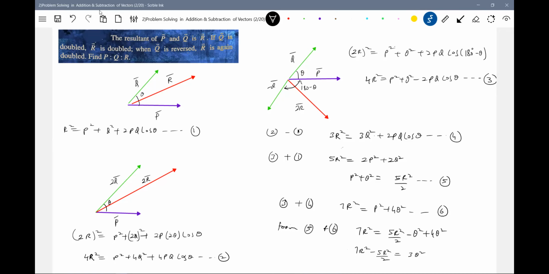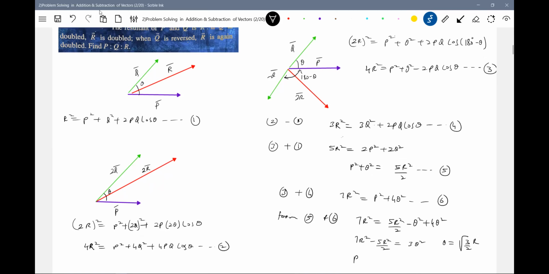Now relation between R and Q is what we are trying to get. 2 7 are 14, 14 minus 5 will be 9, 9R square by 2. So therefore this Q will become under root of 3 by 2 R. This value I'll substitute, and if I solve it further, I'll get P equal to R.